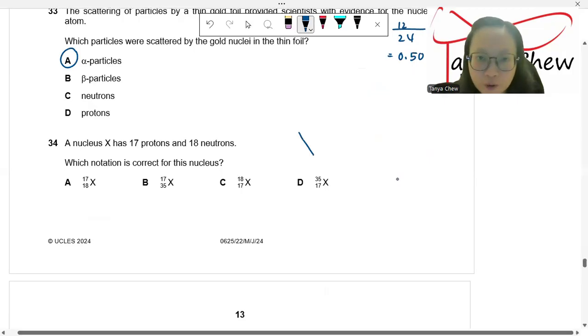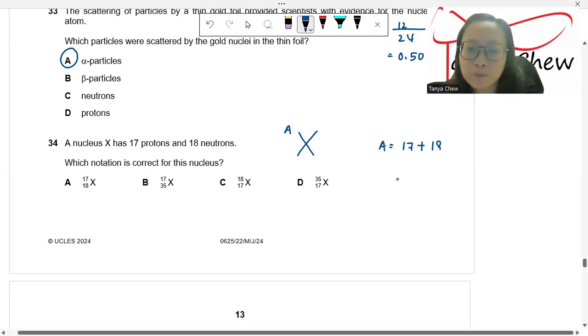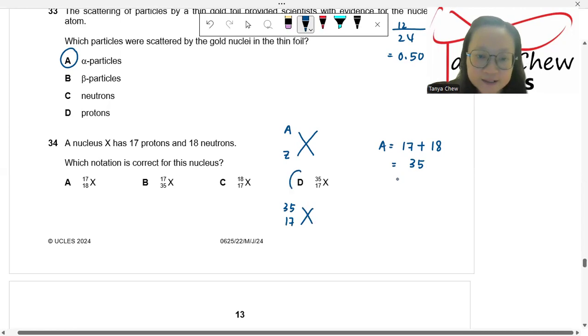For a nucleus, you have to put X first. Nuclide notation, you have to start with nucleon number. Nucleon number is the sum of proton number plus number of neutrons, which gives you 35. So A is 35 and Z here represents the proton number. So it has to be 35, proton number is 17 and X. D is the answer.